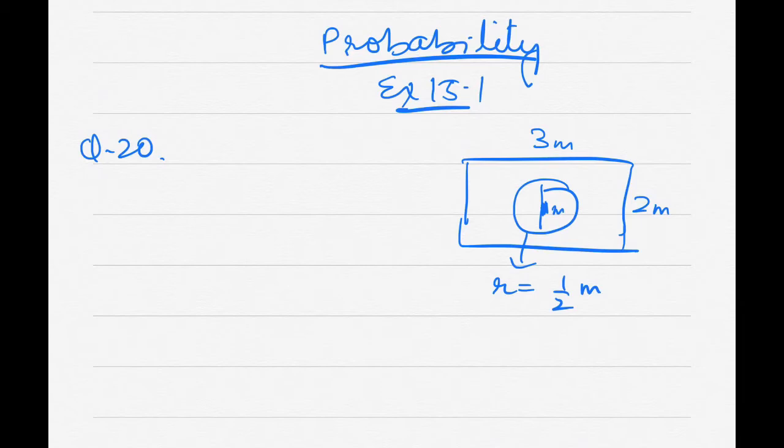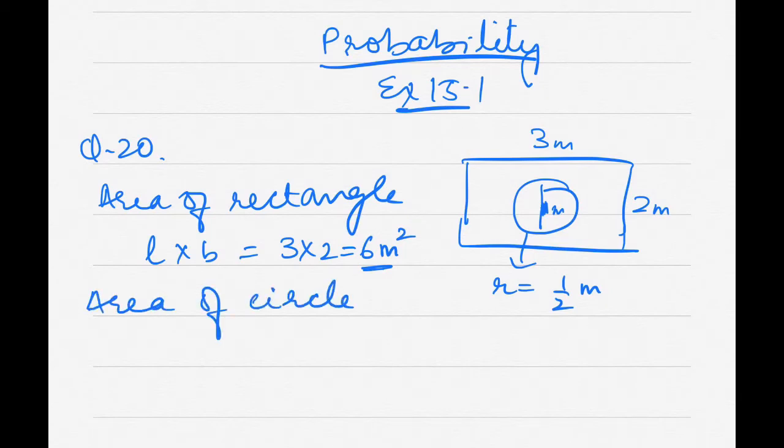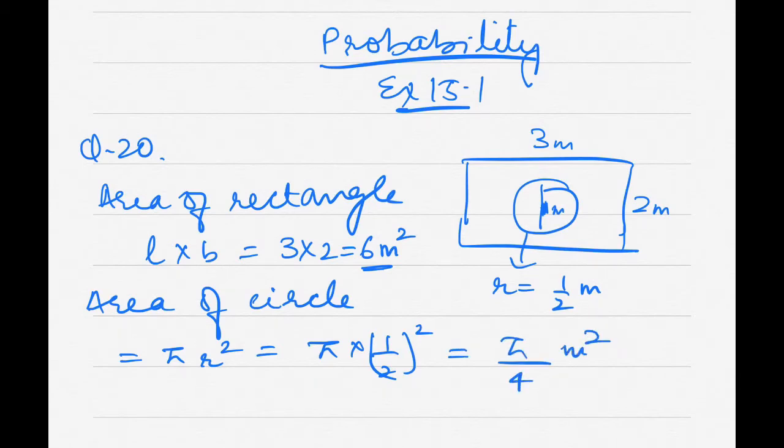For this we need to find the area of the rectangle first. The formula for the area of a rectangle is L into B, so 3 into 2, which is equal to 6 meter square. Then I have to find the area of the circle. The area of a circle is pi r square. I'll keep pi in the form of pi only, and the radius is 1 by 2, whole square. So I get pi by 4 meter square. That is my area of the circle.